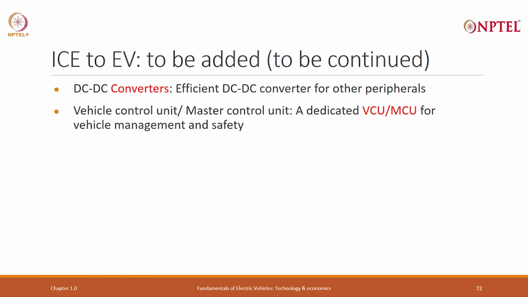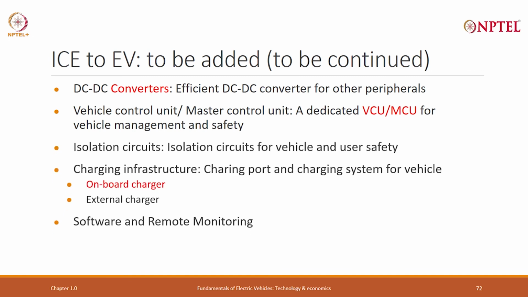You will need a vehicle control unit and master control unit, can be integrated with motor controller, but can also be separate, and it will also record your management, safety. This is the one which will do all the communication. So, that is what is required. There will be isolation circuits required for vehicle and user safety, particularly if you are going to use 350 and 750 volt, you require two parts, one which will be 350, that will be totally isolated from the rest of the vehicle.